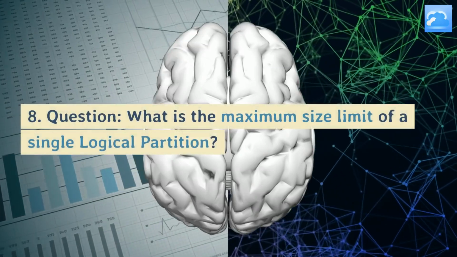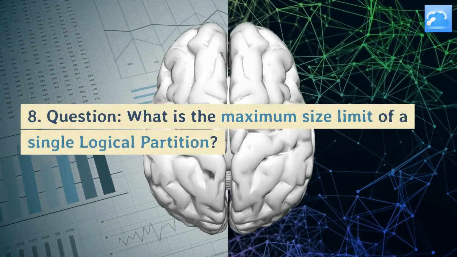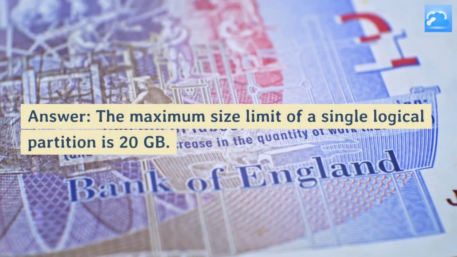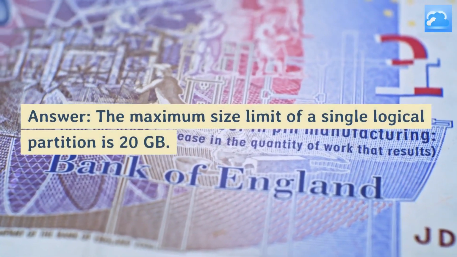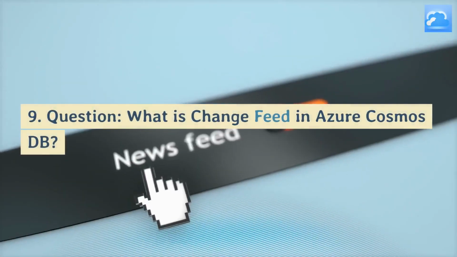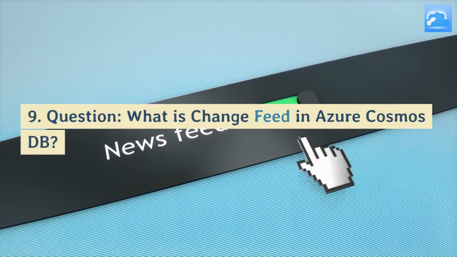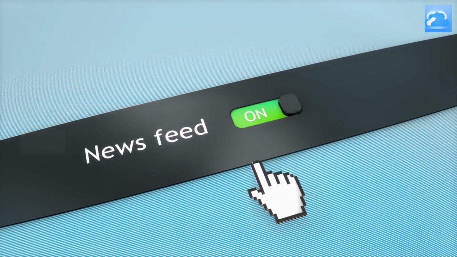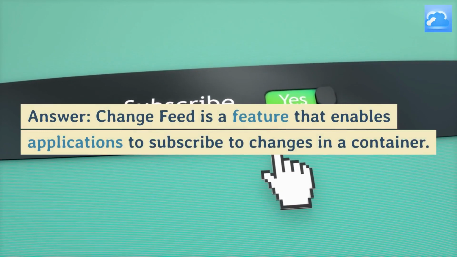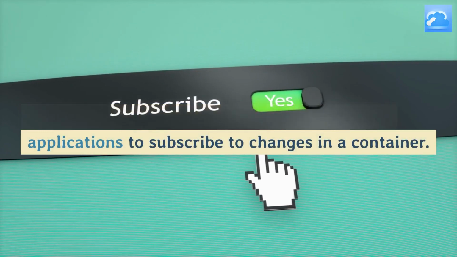8. Question: what is the maximum size limit of a single logical partition? Answer: the maximum size limit of a single logical partition is 20 GB. 9. Question: what is change feed in Azure Cosmos DB? Answer: change feed is a feature that enables applications to subscribe to changes in a container.